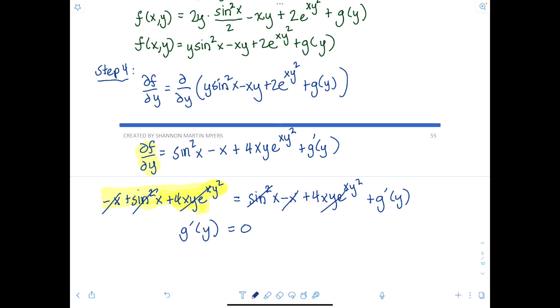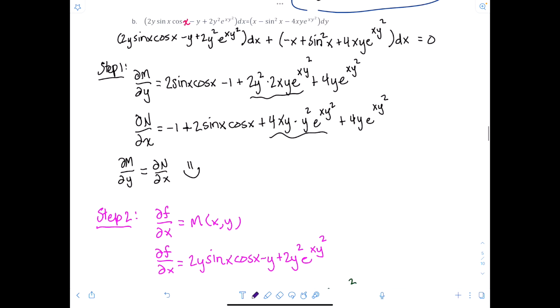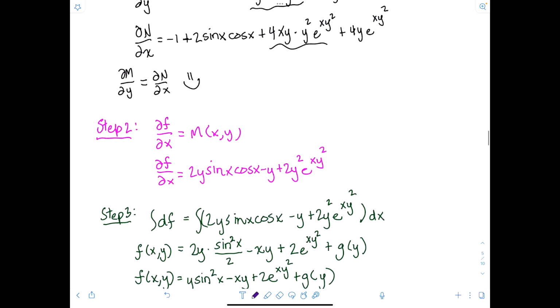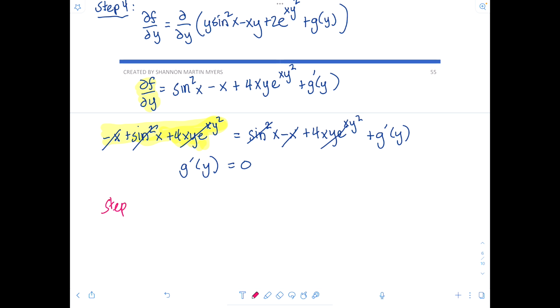Well, that means if you integrate both sides with respect to y, which is step 5, correct? That was when we integrated. I did that in the kind of pink color. I'll just show the work. So step 5, we want to find the integral of both sides. You'll just get g at y equals the integral of 0 dy. So g at y is 0.